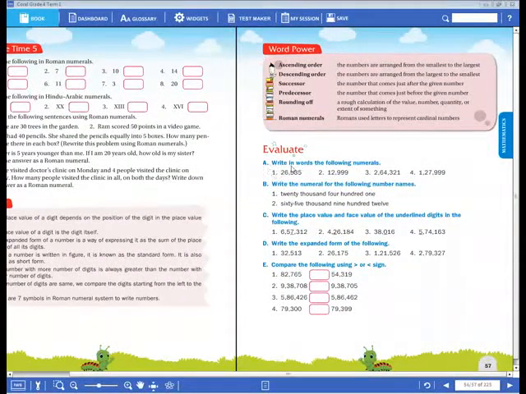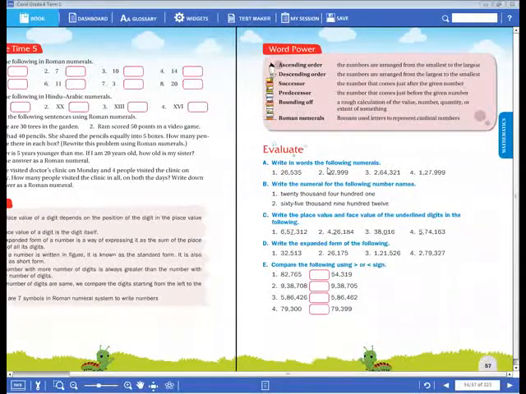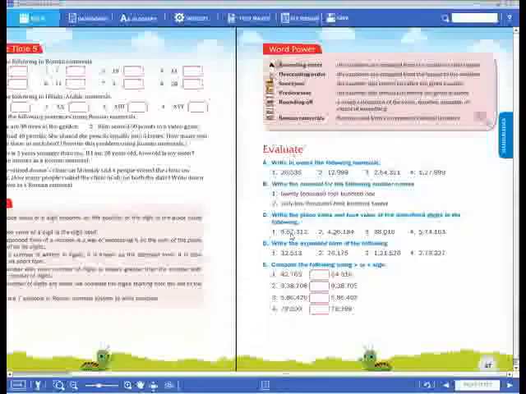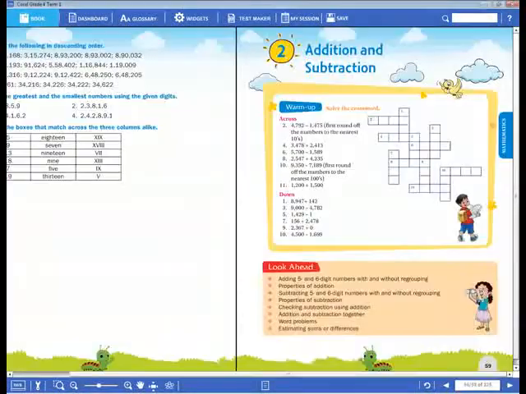Okay. Now, first, in Roman numeral A, they have given numbers. You have to write the number names for these given numbers. Next, write the numeral for the following number names. For these number names, you have to write the numbers, and they have underlined the digits in the second one. In C, you have to write the place value and the face value. And next, in D, they have given numbers. You have to expand these given numbers. Next, comparison is there. Compare the numbers.